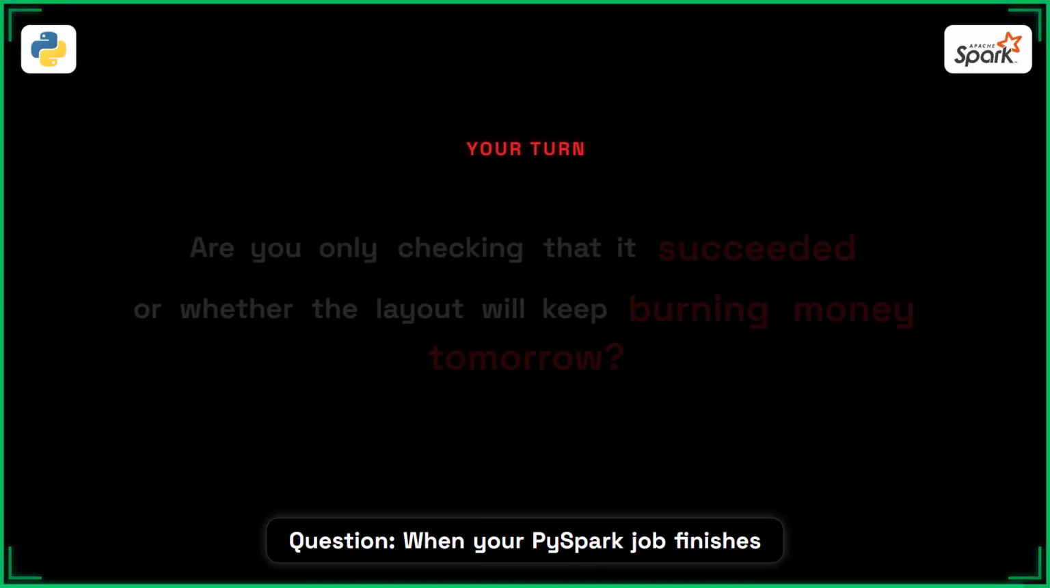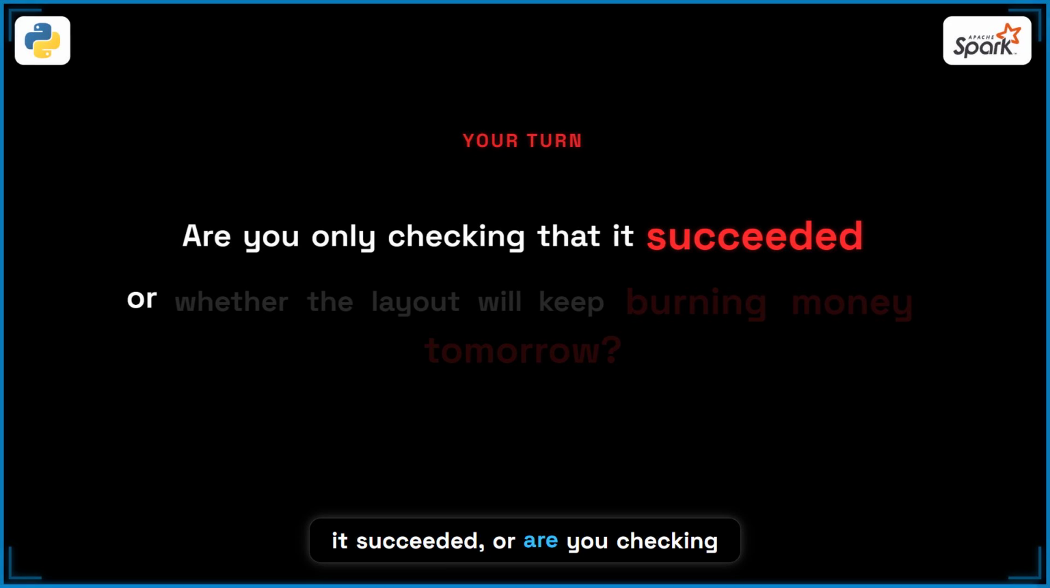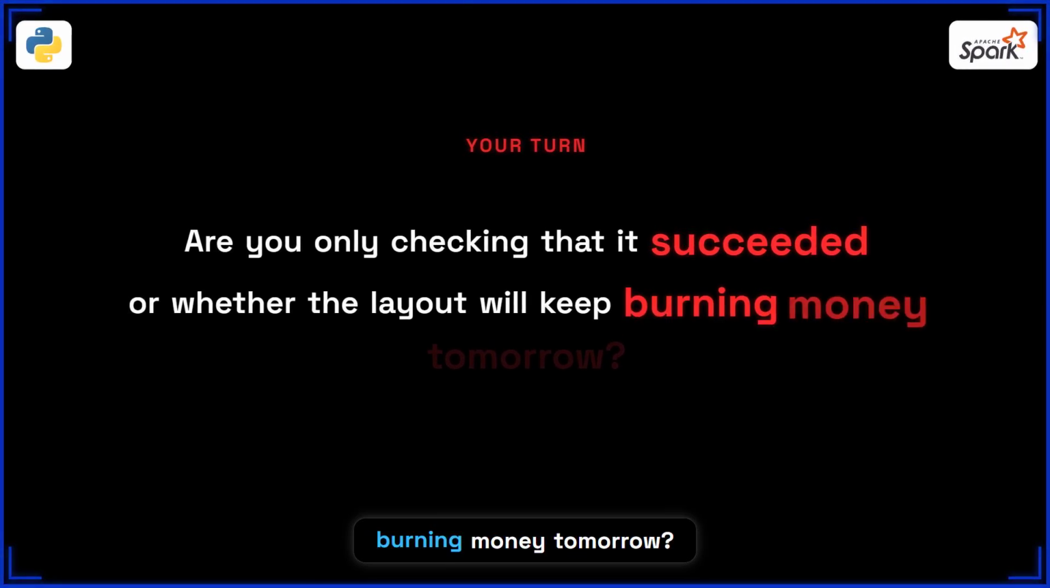And a question to you guys: when your PySpark job finishes writing, are you only checking that it succeeded, or are you checking whether the output layout will keep burning money tomorrow?